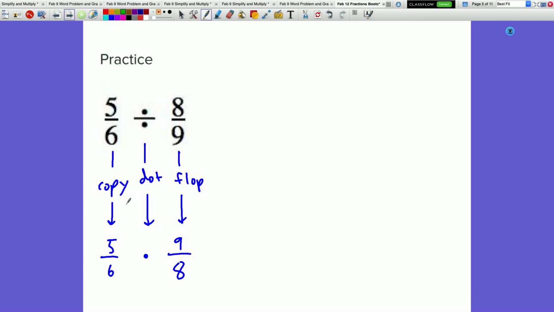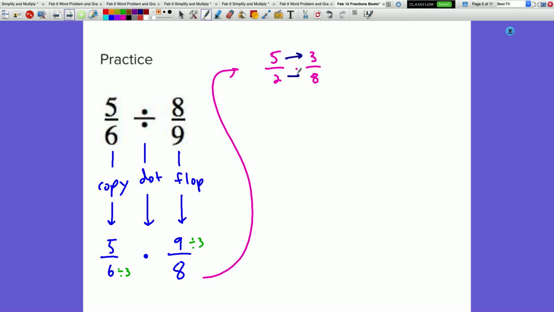Next, I look to cross simplify. I can divide the 6 and the 9 by 3 and get a new problem: 5 over 2 times 3 over 8. If you forget to cross simplify, it's okay. You just have to simplify in the end. The numbers are a little bit bigger, so that makes it a little bit harder, but not too bad. And I get 15 over 16.